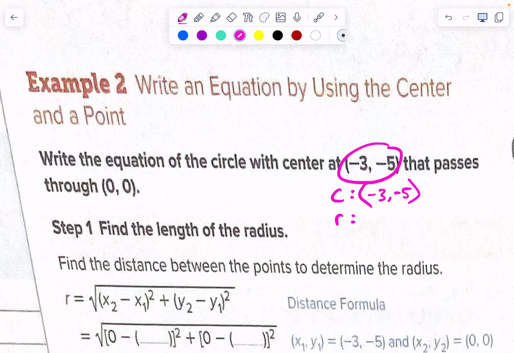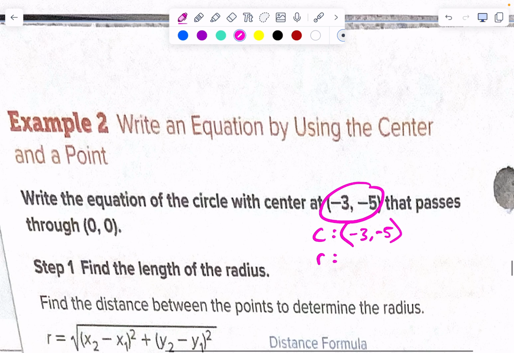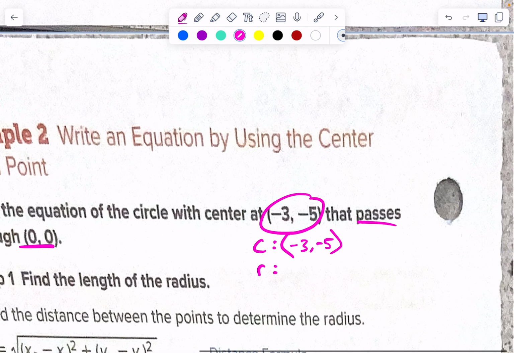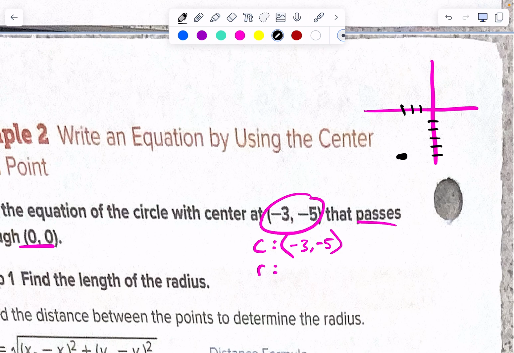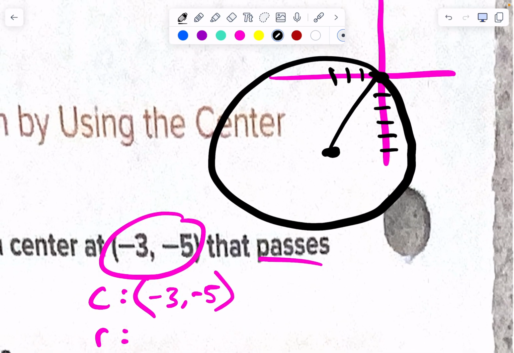You're on the right track. What this is saying right here, it says it passes through (0, 0). Here's what it means when it says passes through (0, 0). (-3, -5) is my center. Right there, that's the center. And when it says it passes through (0, 0), that means it goes like this, right? So I need to find the distance to find the radius, yeah?